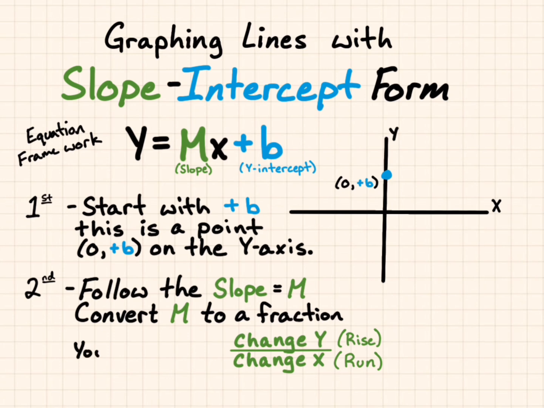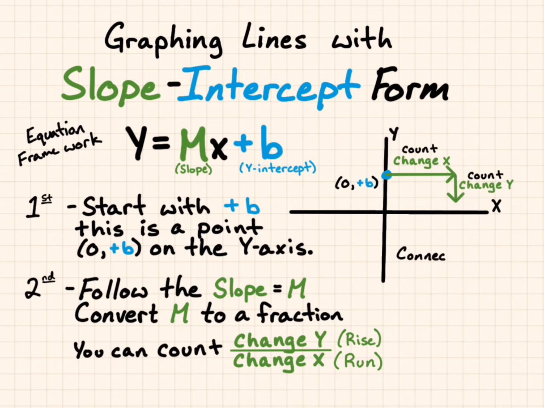And this is something you can count. So it doesn't matter which way you count it, but I'll count my run first. So count the change in x. You'll get to a new point, and then vertically count your change in y. If this was negative, it would go down. Connect 0 comma plus b, this first point, and the end of the slope, so the point right here, to create the line.